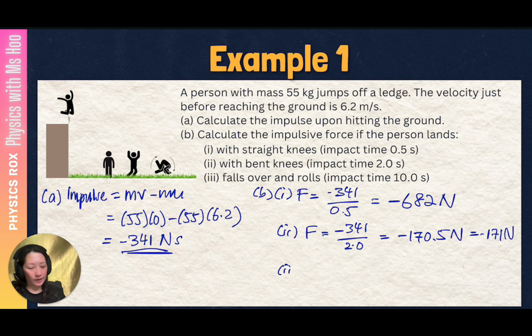For question 3, it would be negative 341 divided by 10, which gives us negative 34.1 Newton. So as you can see, the greater the impact time, the lower the value of the impulsive force acting on our bodies. That's why the longer we can prolong the impact time, the lesser the impulsive force will be acting on us.